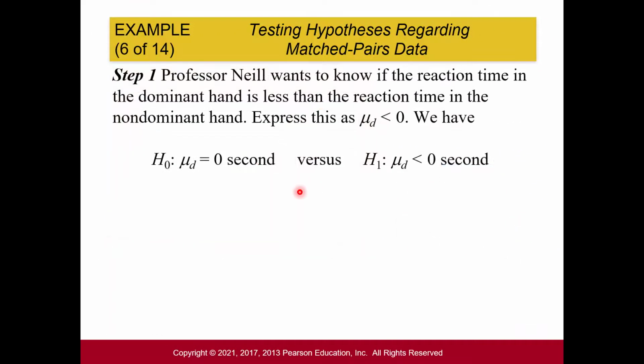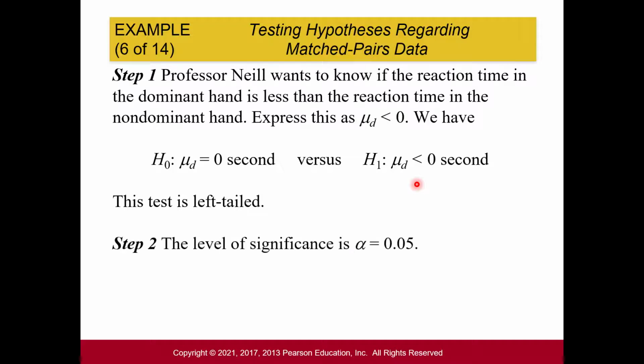Okay, so now we can move on to our first step and determine that our null hypothesis is that mu sub d equals 0 seconds, and our alternative hypothesis is that we want to know if the reaction time is less. So technically the dominant hand has less reaction time than the non-dominant hand, so mu sub d is less than 0, because remember that's the difference. So it was the dominant time minus the non-dominant time, so if it's negative, it would imply that the dominant hand time was faster. Okay, so this is a left-tailed test based on that alternative hypothesis.